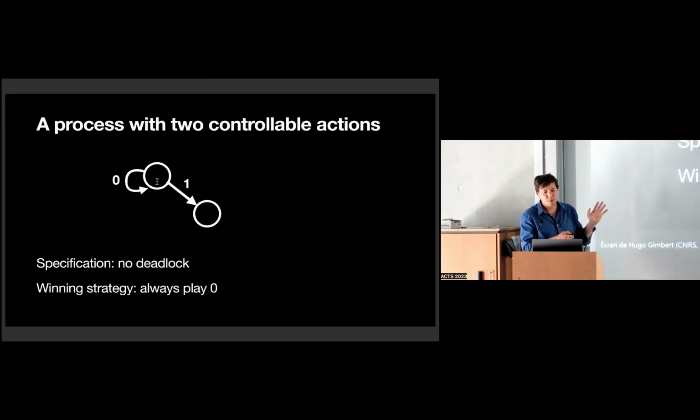There is this initial state here. There is a single process alone, and it starts in this initial state. It can play 0 and stay there, or it can play 1. And this is not a very good idea to play 1, because if it does so, it reaches a deadlock state. There is nothing more to do. So what is a good controller in this case? The controller will say, never play 1. Stick to 0. This is safe. There will be no deadlock.